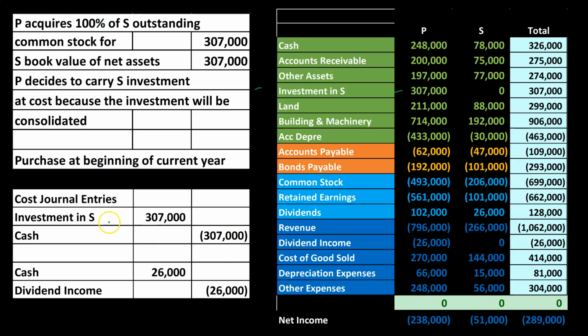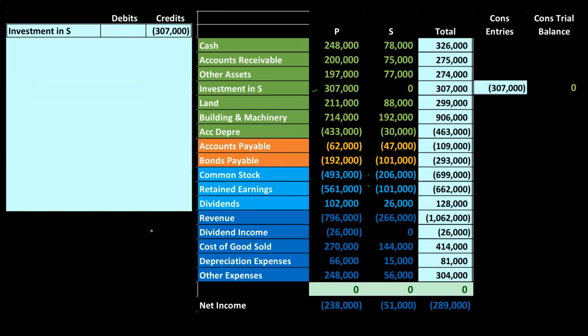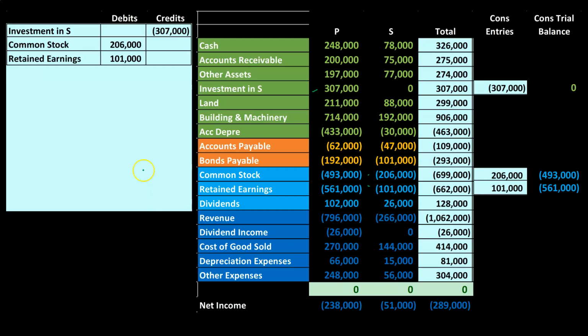So you'll recall that we had the initial investment, putting the investments on the books at the 307, and then the cash. So we're reversing that, the 307 going off, and then we're reversing the other side that is reflected by S, that being the equity section. So in the equity section, if we post that out, then we have the common stock, 493 plus the 206, that adds up to the 299 minus S's portion. The 206 brings us back to P's portion, the 493. Retained earnings, the 561 for P, the 101 for S, adds up to the 662.